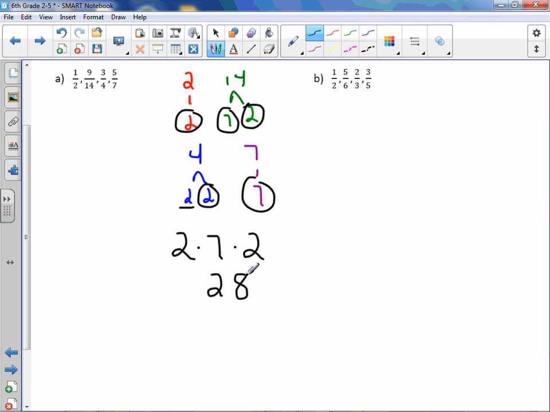So our least common denominator is 28. Now this one I like to do a little bit differently. I'm going to list my fractions vertically. We have 1/2, 9/14, we've got 3/4, and we've got 5/7. I need to make equivalent fractions, and the denominators must all be 28.